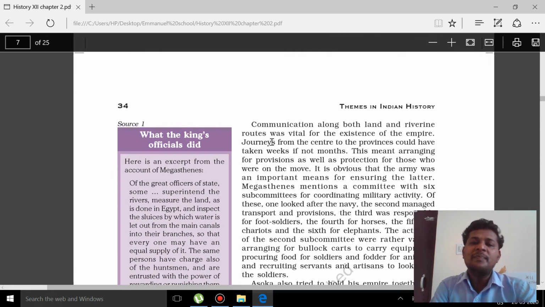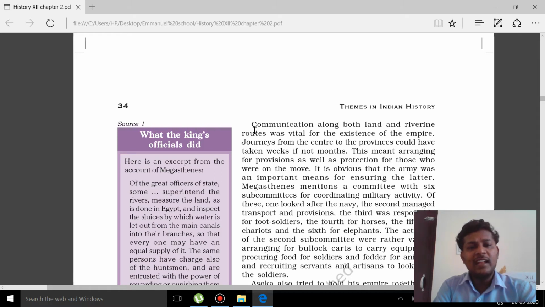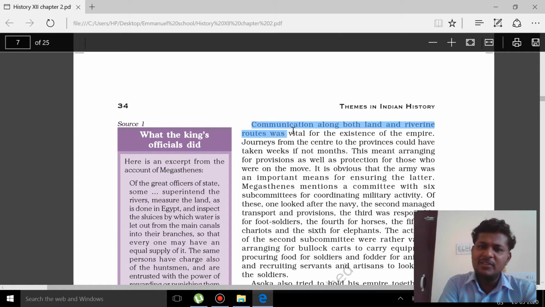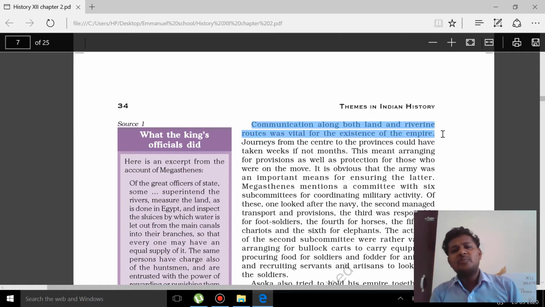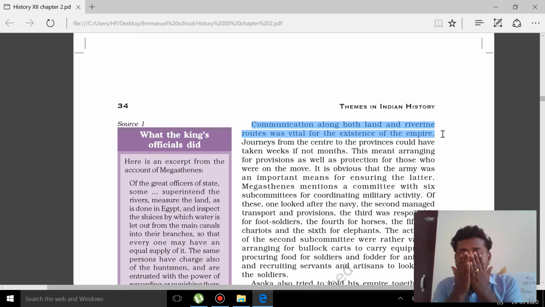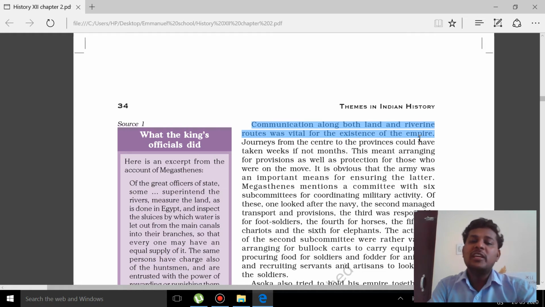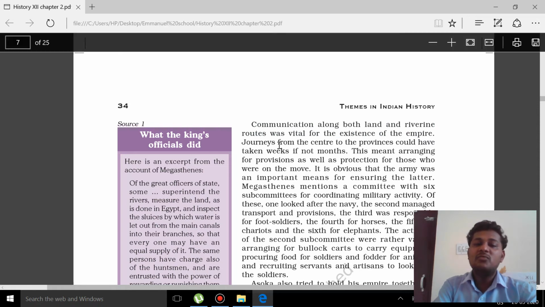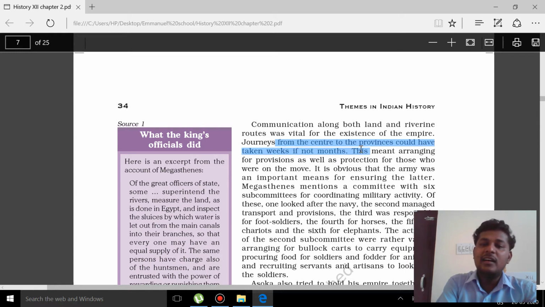The third point is communication along both riverine and land routes were very vital for the existence of the empire. Whichever administration, whichever kingdom or empire you see, communication should be very strong. If there is no communication, then there cannot be any effective rule. Journeys from the centers to the provinces could have taken weeks if not months. So within few weeks they had the access to their provinces.